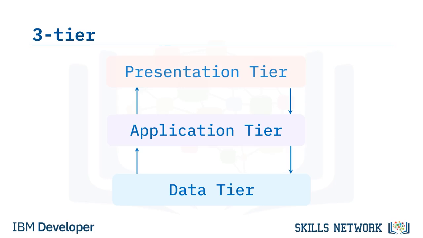The 3-tier architecture organizes applications into 3 logical and physical computing tiers: the presentation tier, or user interface; the middle tier, which is usually the application tier, is where business logic is processed; and the data tier, where the data is stored and managed.